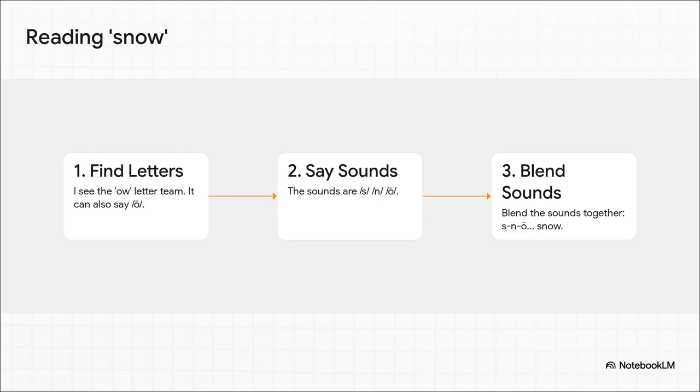Okay, one more from me, just to make sure we've got this. Look at the word snow. This time, it's the O-W team at the end making that long O sound. So the sounds are S-N-O. Put it together, S-N-O, snow. So the big idea here is that you can see O-E, O-A, or O-W, and they can all make that same long O sound. You just have to be a detective and look for the clues.